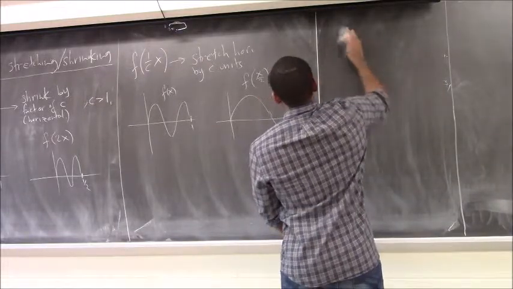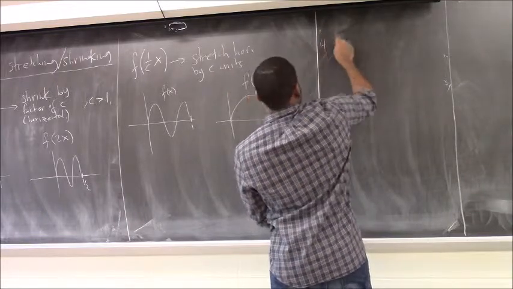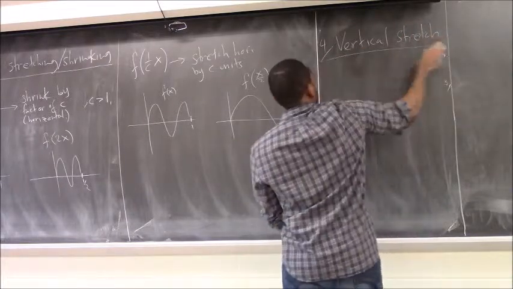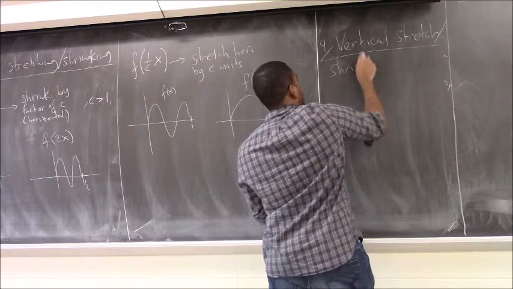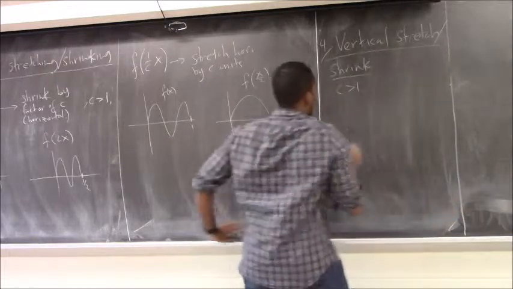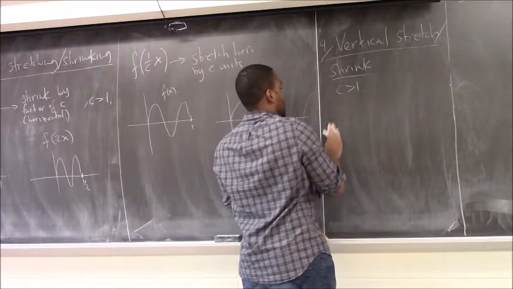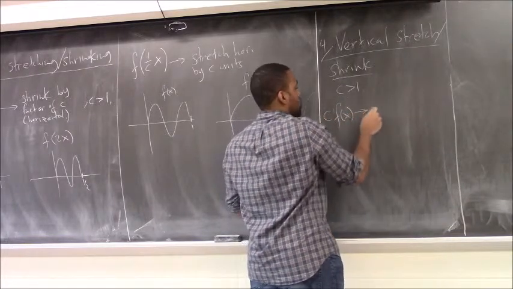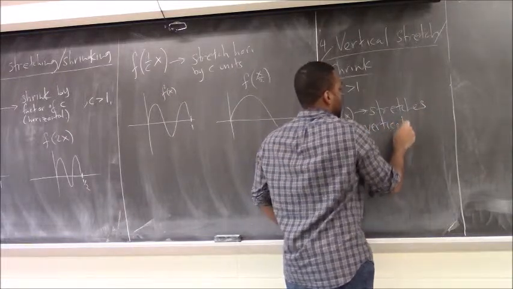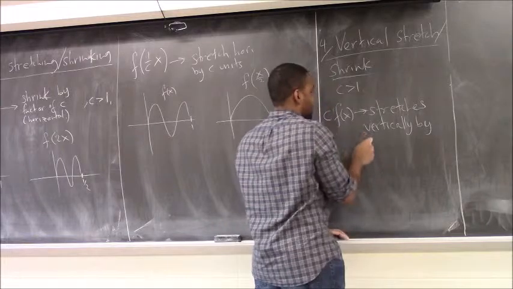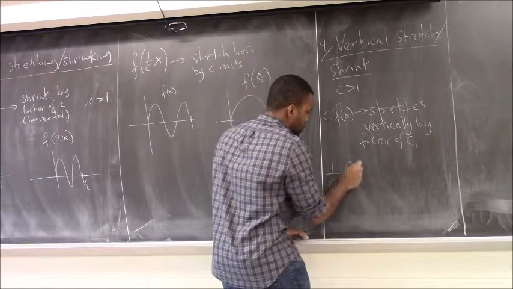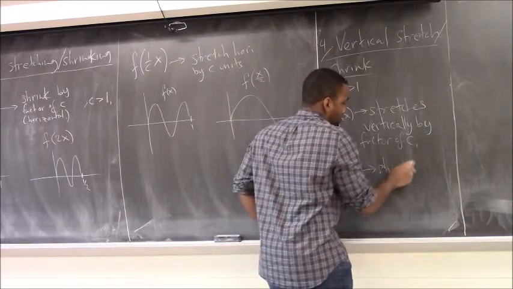If you're on the outside, this is for vertical stretch or shrink. C is bigger than 1. Then again that behaves in an expected way. You take c times f of x, that stretches vertically by a factor of c. If you take 1 over c times the function, that shrinks vertically.